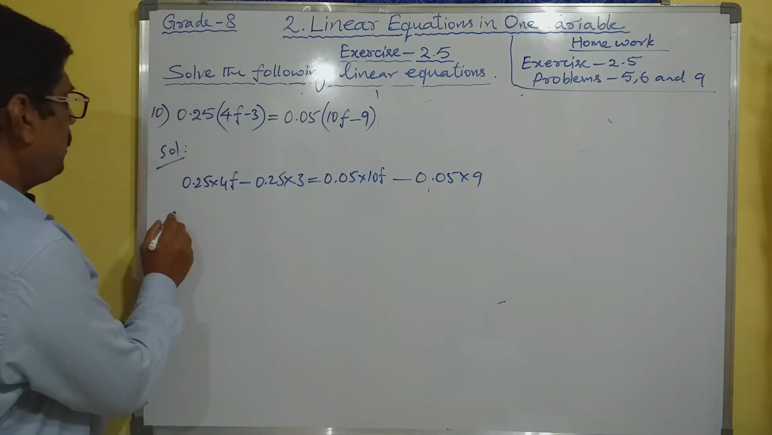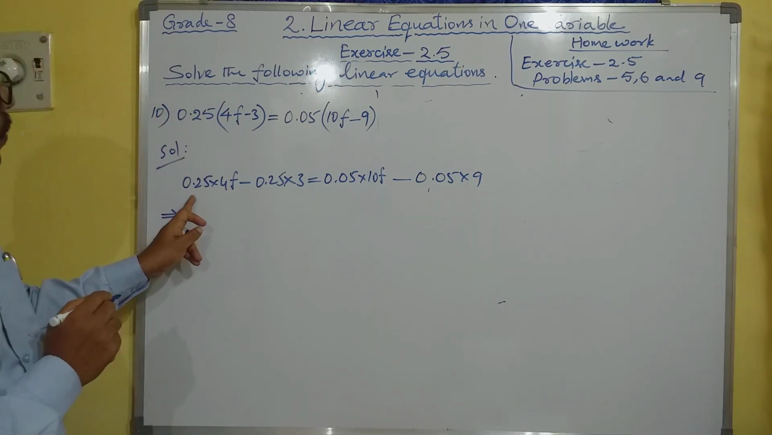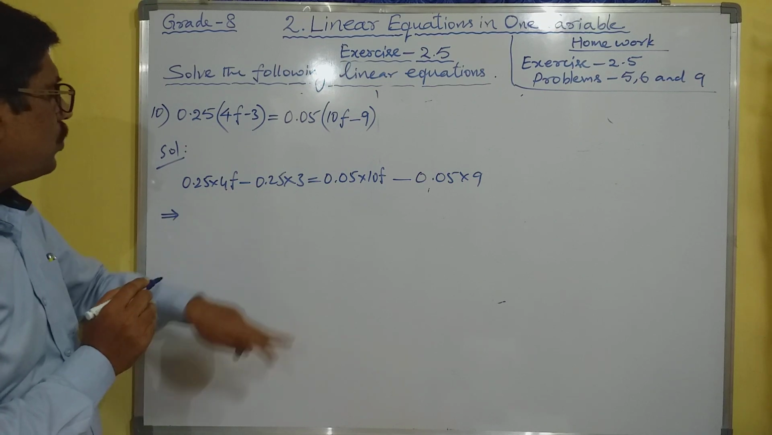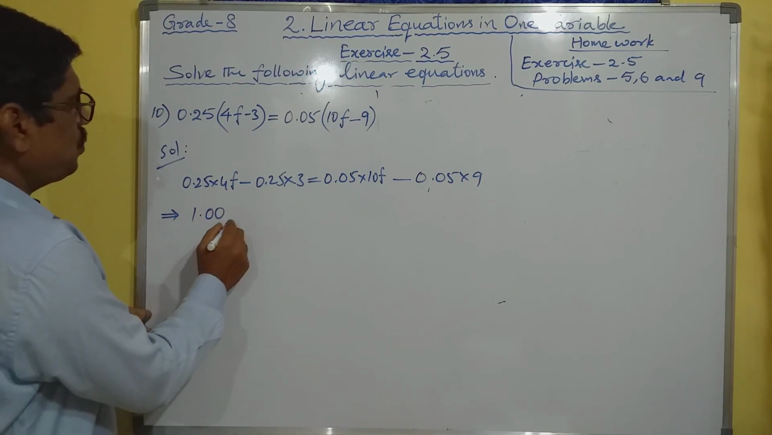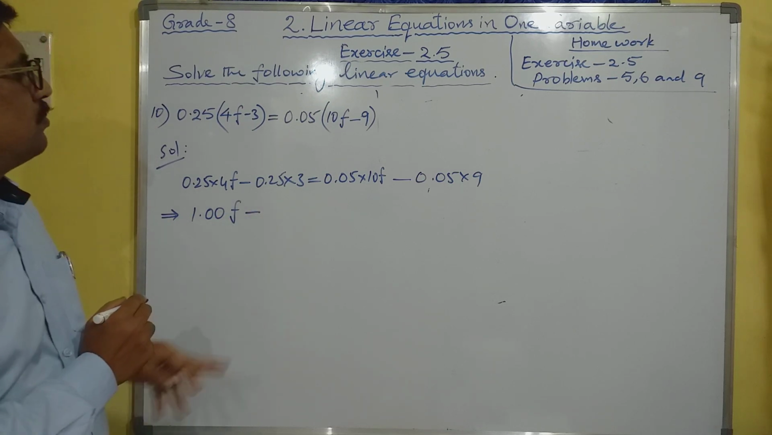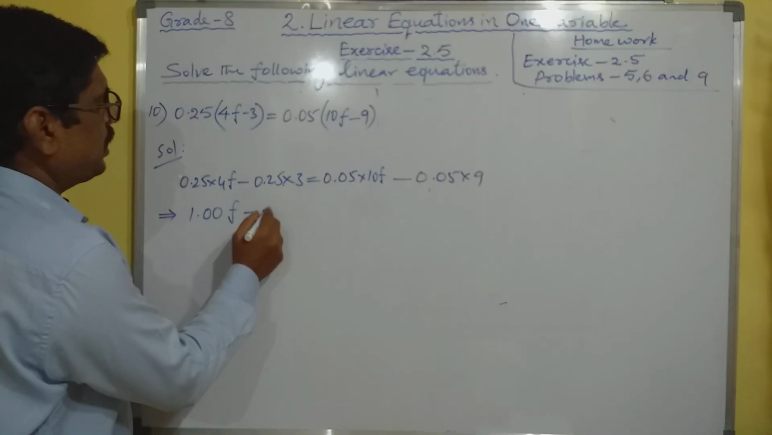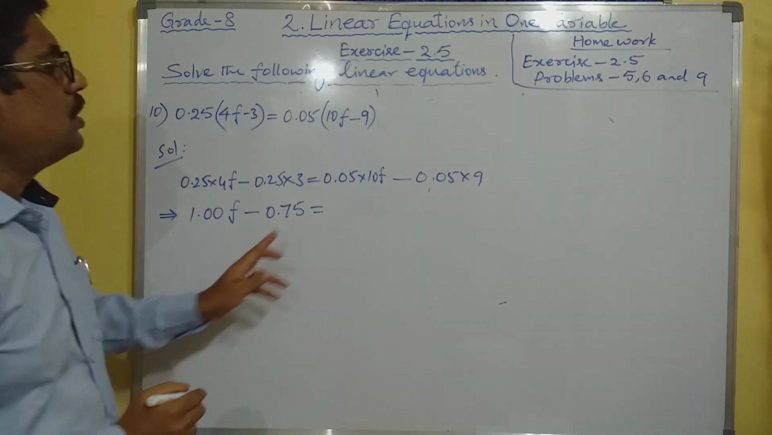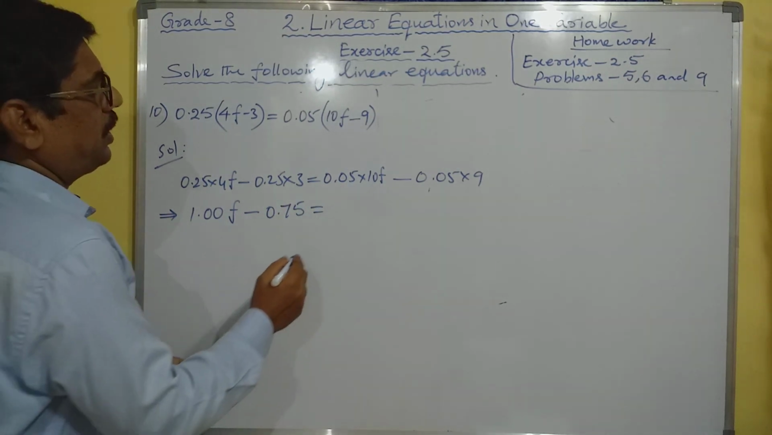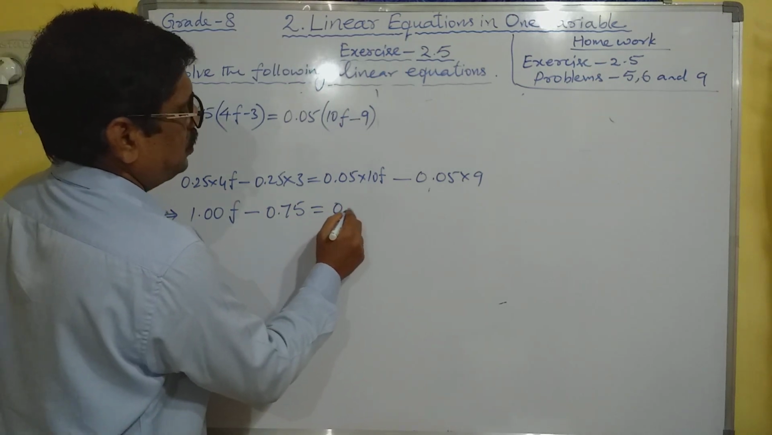Now let us simplify. The next step is 0.25 into 4. 25 fours are 100. So as there is a point, we get 1.00 into f minus 0.25 into 3, which is 0.75, is equal to 0.05 into 10. So we get 0.1. Why?